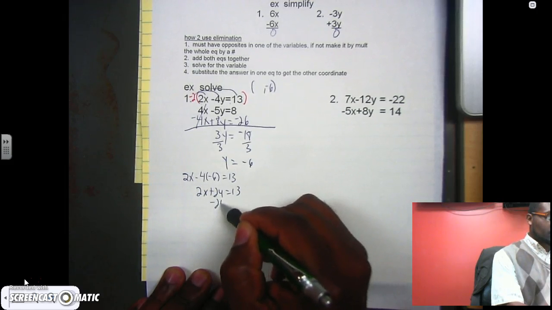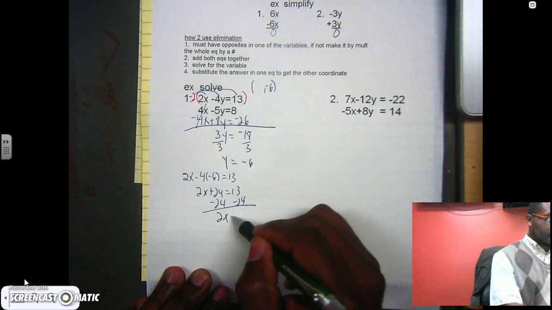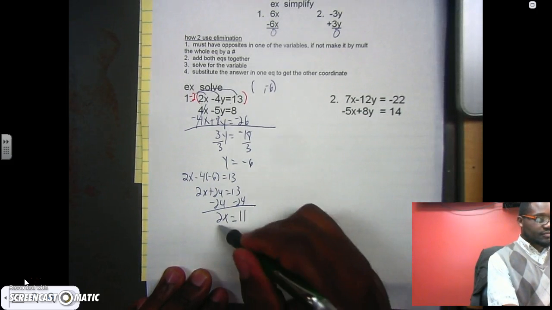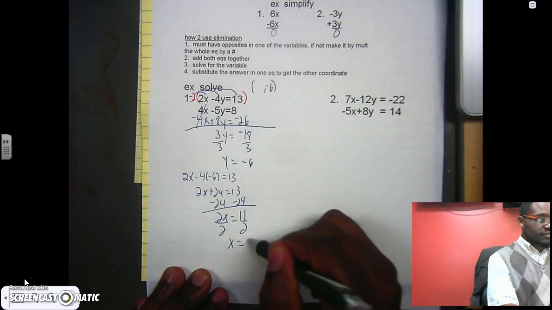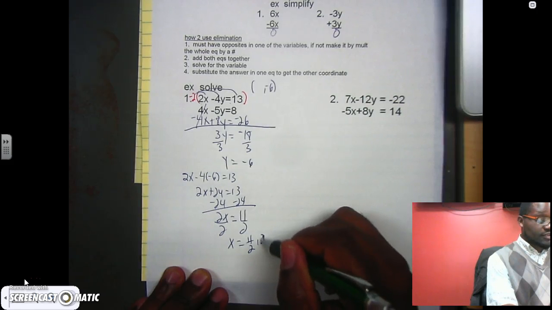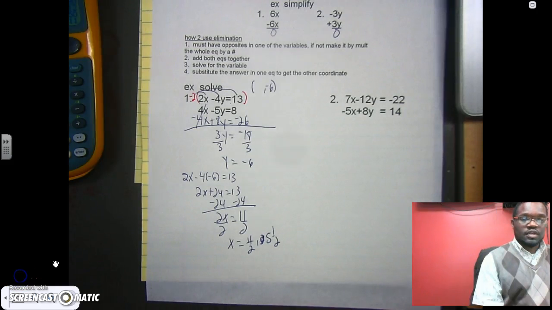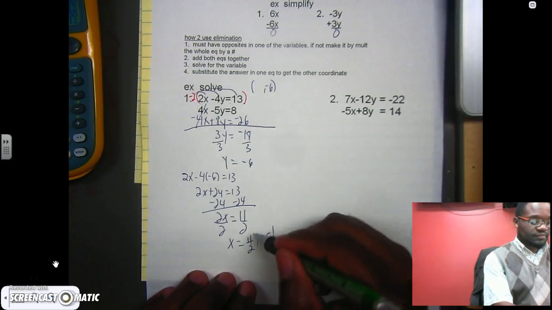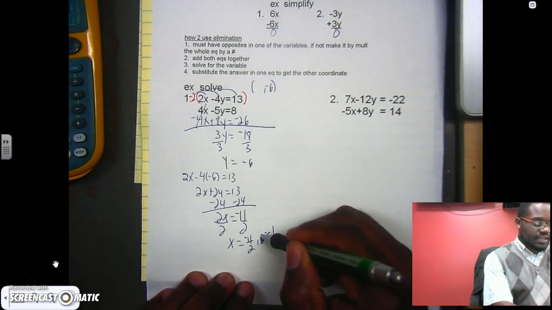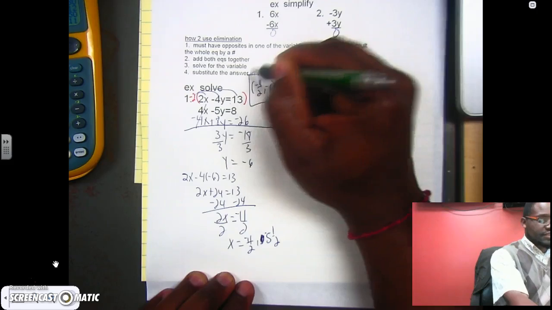Two-step equation, subtract 24, 2x equals 11. Not 2, but 5 and 1/2. Okay, so I did leave off my negative, and so that should be negative 5.5, or negative 11 over 2.